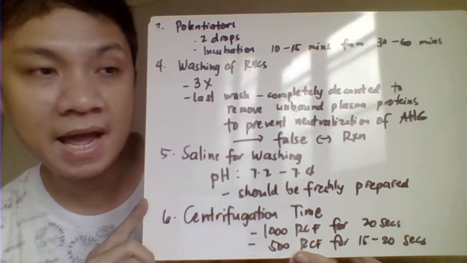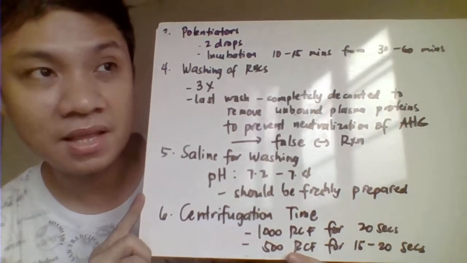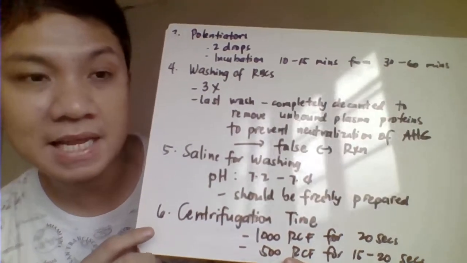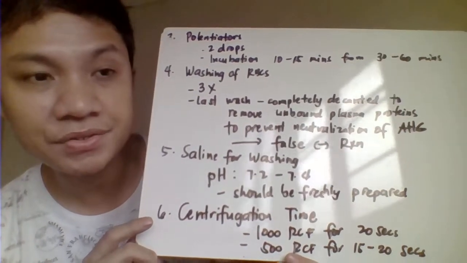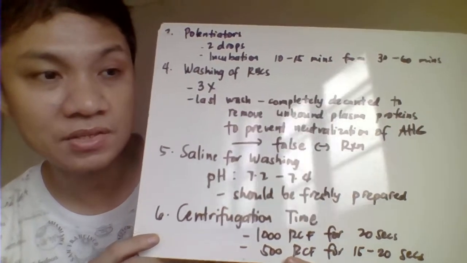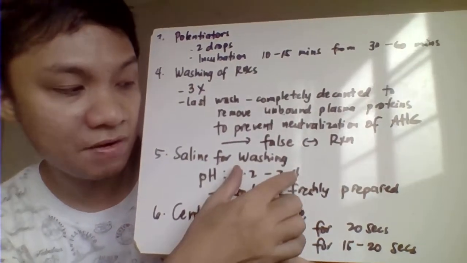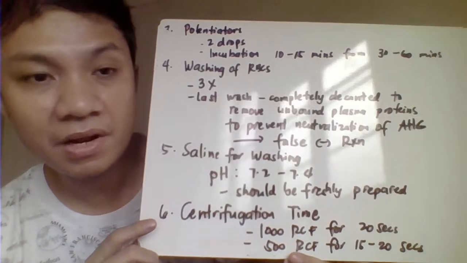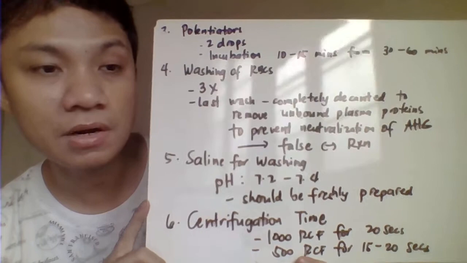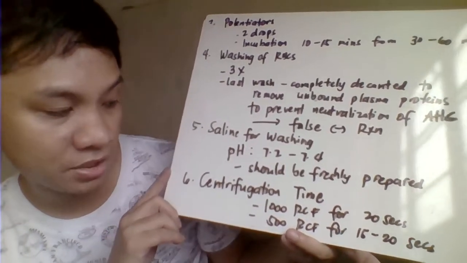Another one, we have your saline used for the washing. For doing your resin suspension, it should be freshly prepared daily dapat. Because if you try to store your saline here in the plastic container, nagde-deteriorate ang pH nito. The recommended pH ng ating saline solution should be 7.2 to 7.4. However, if you store your saline in a plastic container over a longer period of time, it tries to deteriorate the pH, and that would result in a false negative reaction.